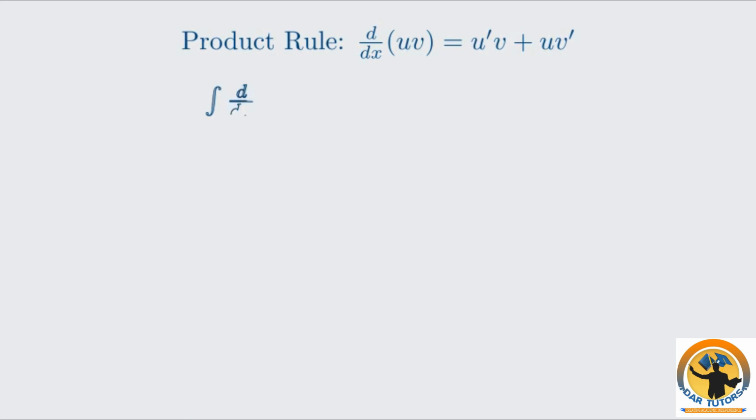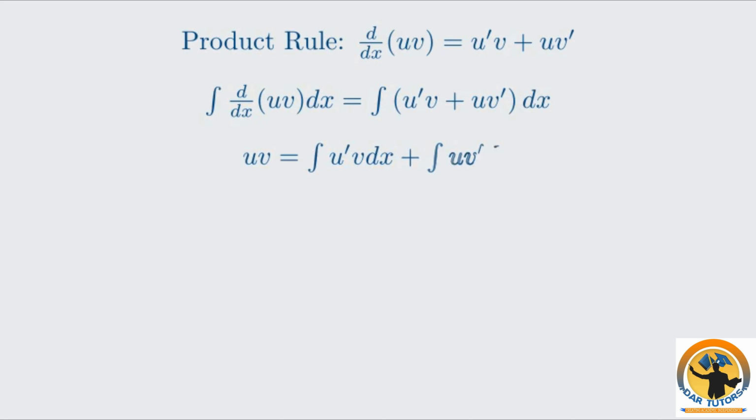Integration by parts is a direct consequence of the product rule for differentiation. Let's recall the product rule. If we have two differentiable functions, u and v, the derivative of their product, u times v, is equal to u prime times v plus u times v prime. Now let's integrate both sides of this equation with respect to x. Integrating the derivative of u times v gives us u times v. On the right side, we integrate the sum of the two terms.